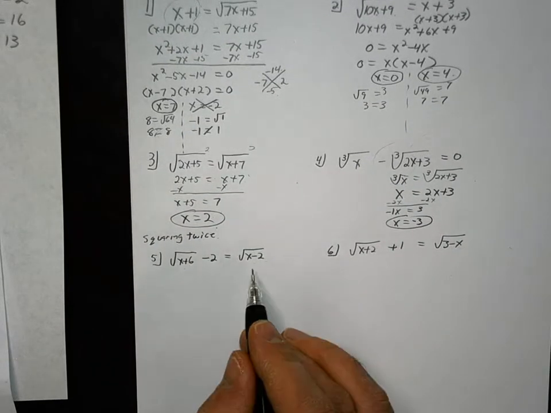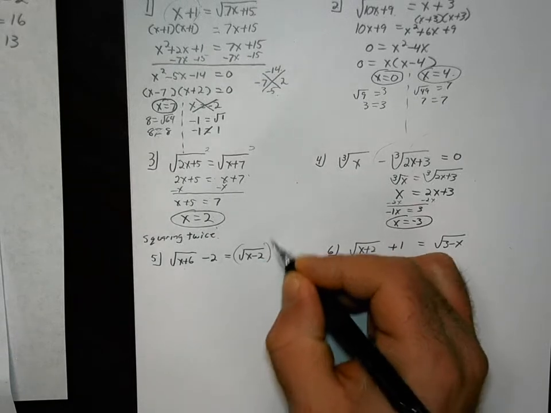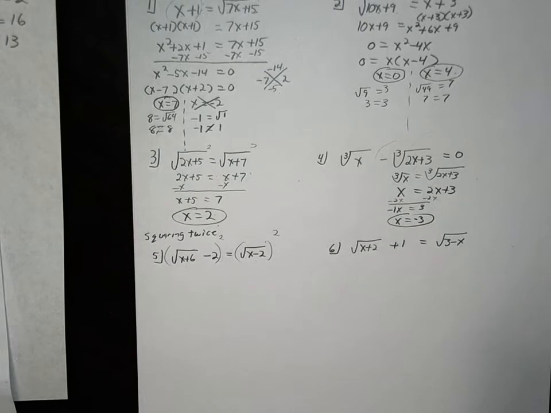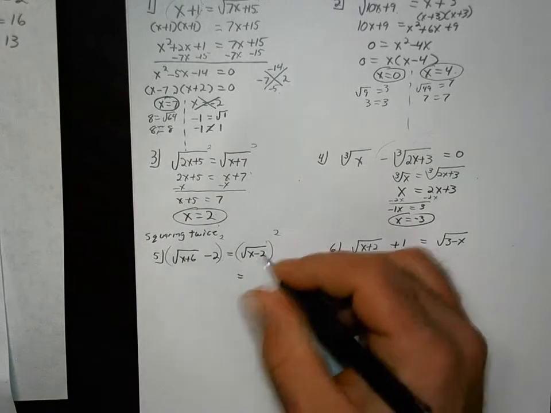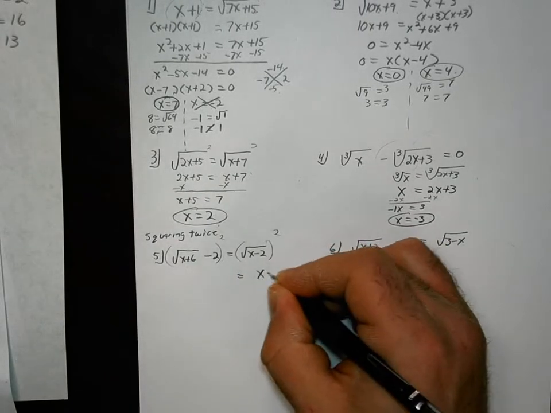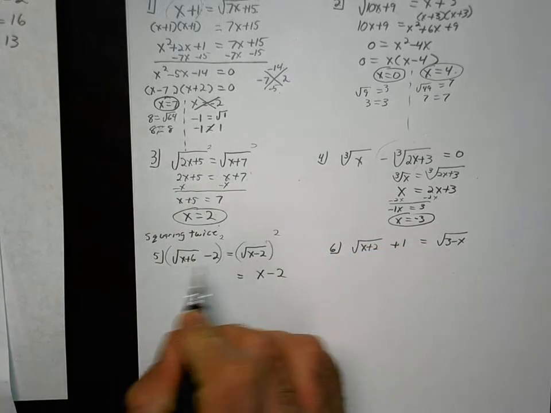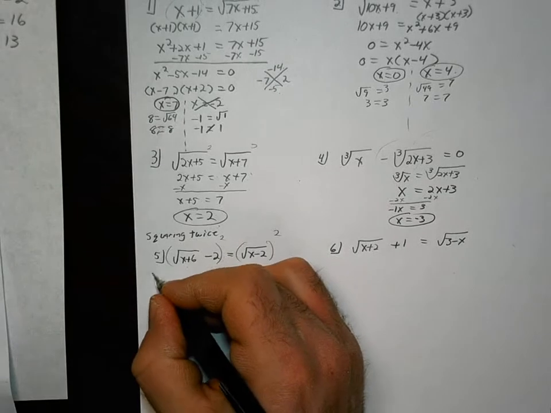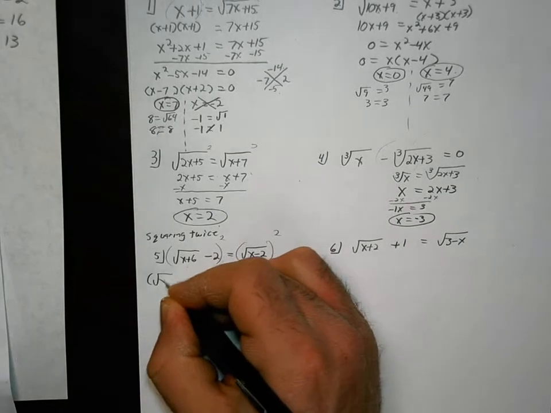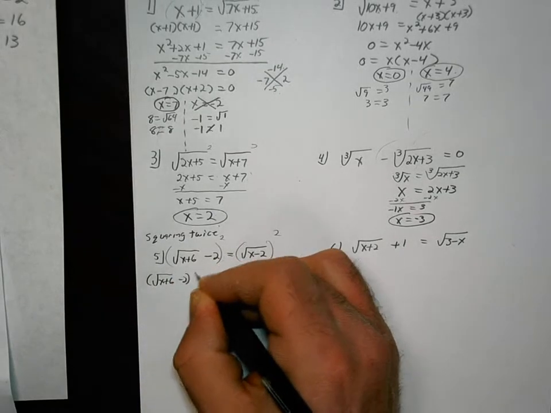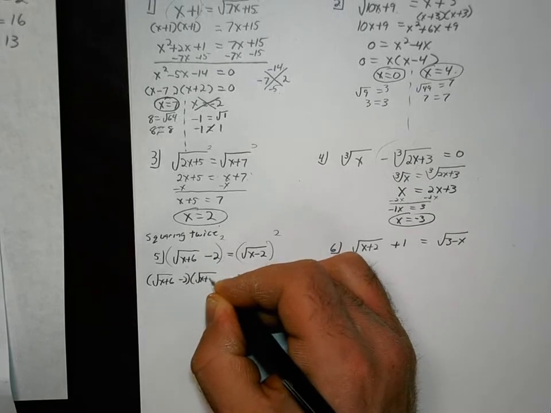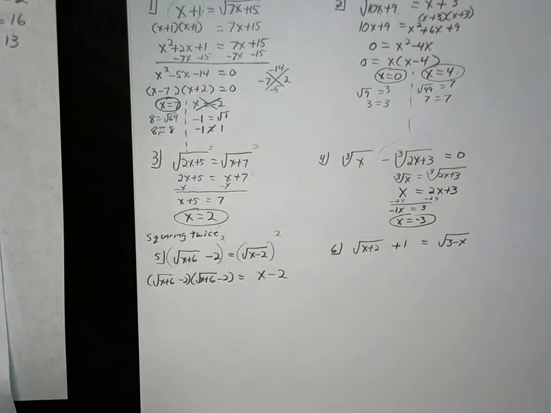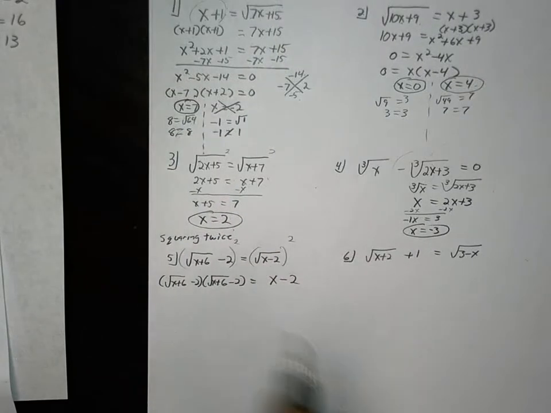So what I'm going to do here is I'm going to square both sides of the equation. So the right side's easy. I square that, the square root goes away, I get x minus 2. But how do I square that? Well, I'm going to basically multiply, I'm going to FOIL. I'm going to multiply it by itself. Okay, but you got to be careful when you FOIL this.